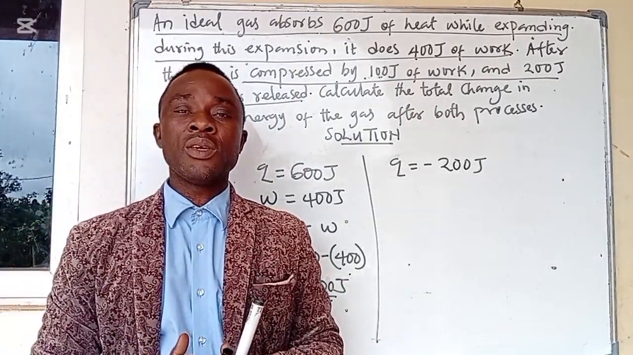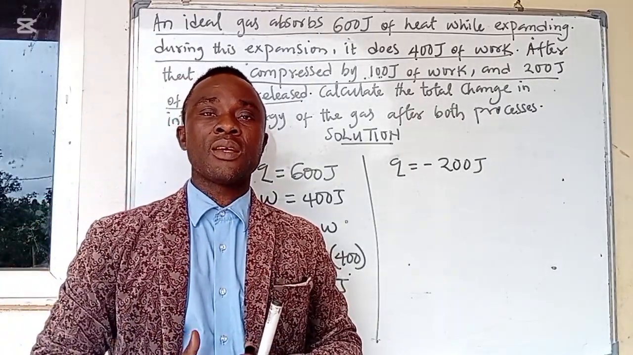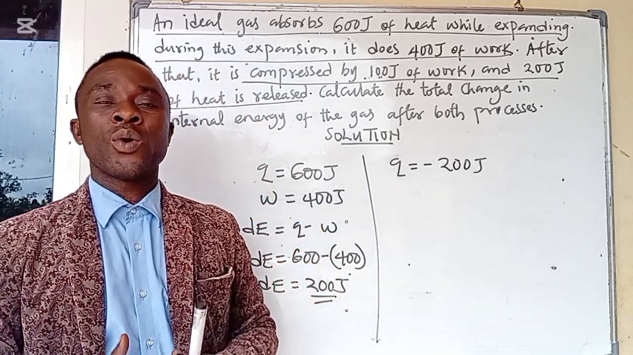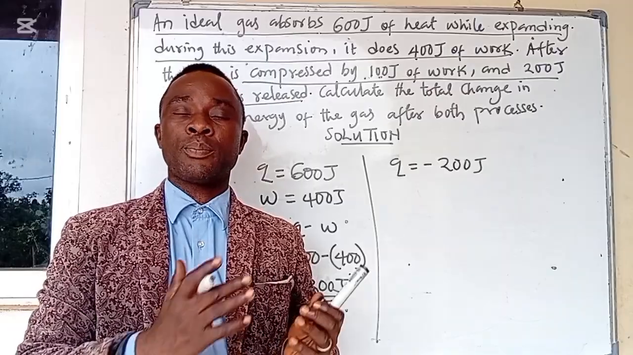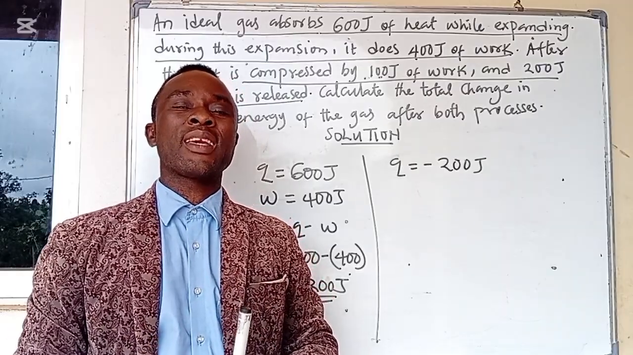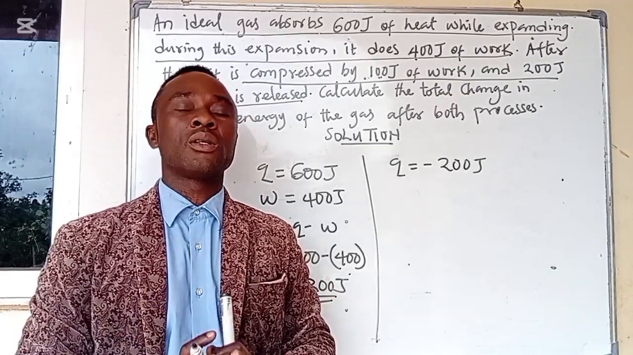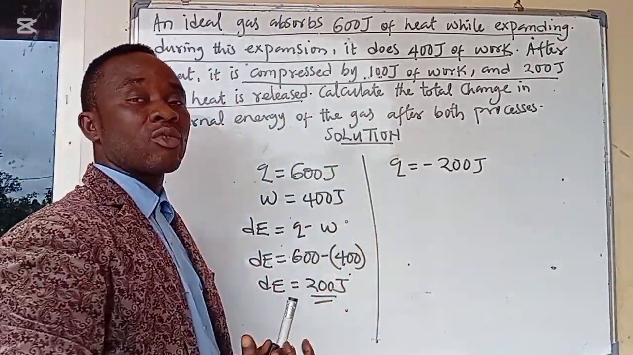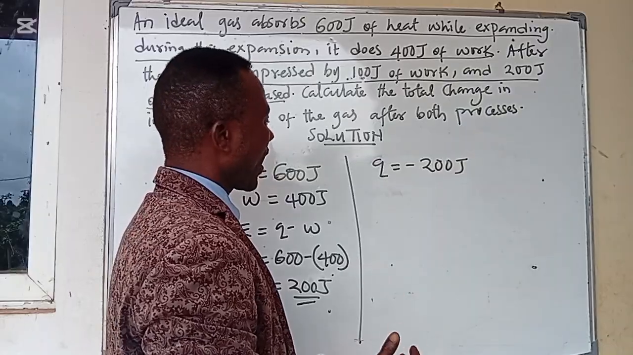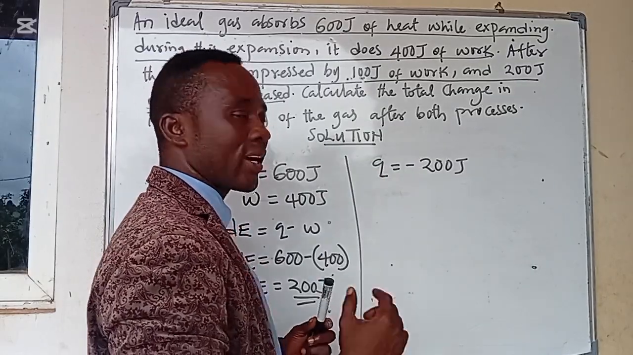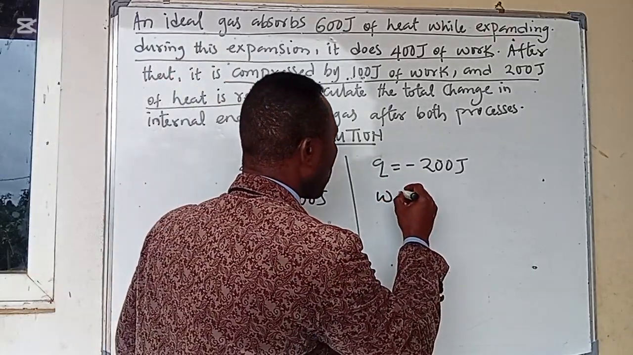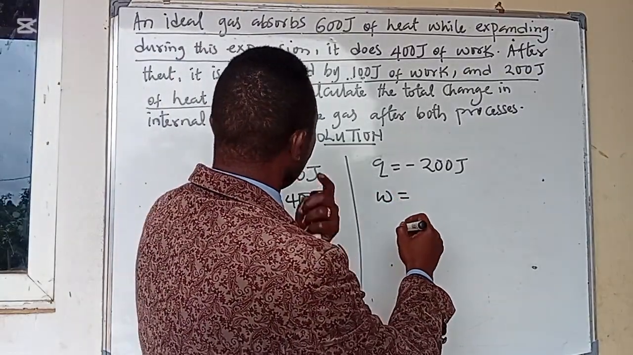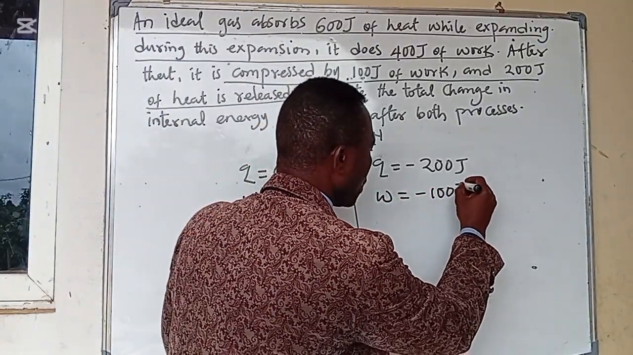Remember, when a gas absorbs heat, the heat is positive. When a gas releases heat, the heat is negative. When a gas does work, the work is positive. When work is done on a gas by compression, the work is negative. So we are having compression here. That means work is done on the gas. Work done on a gas is negative. So we should be having minus 100 joules of work.